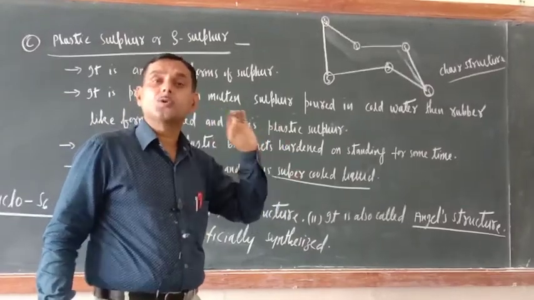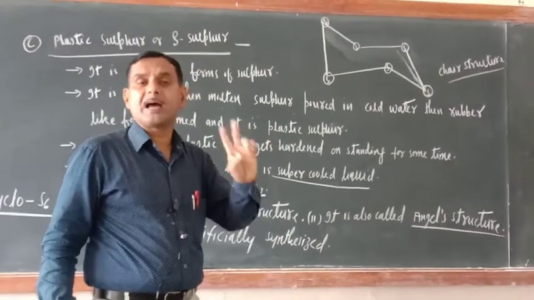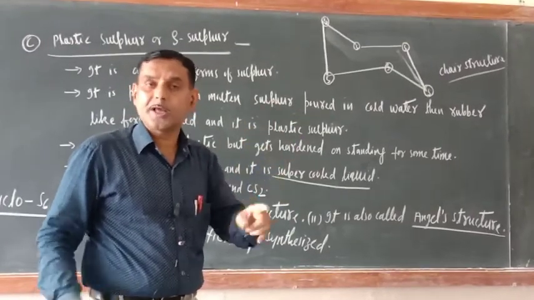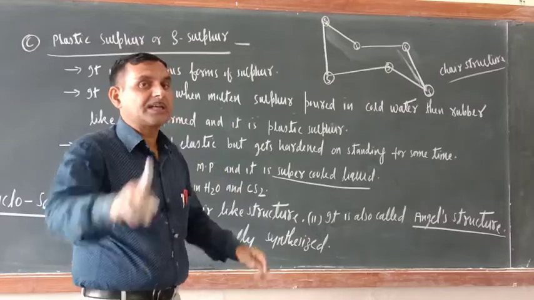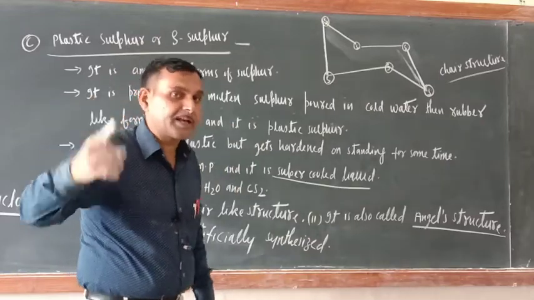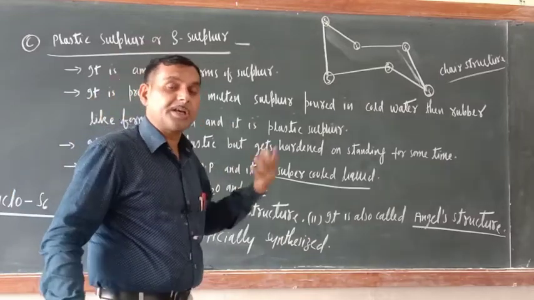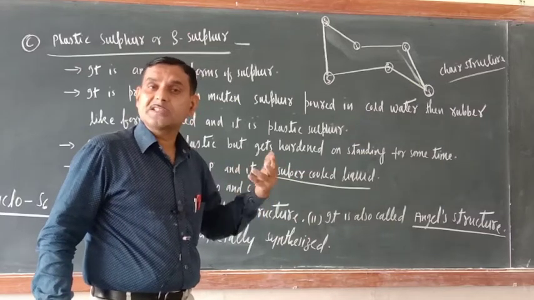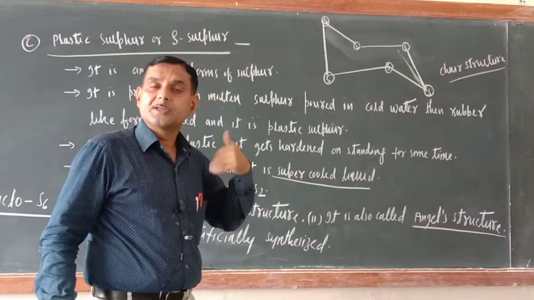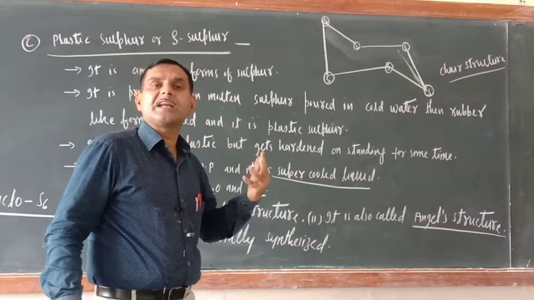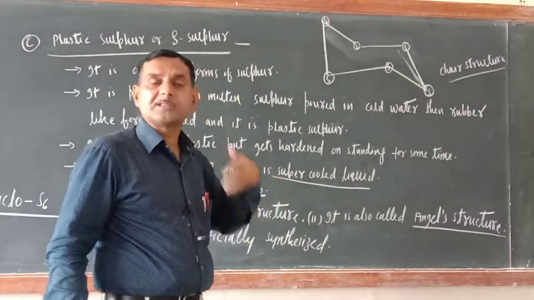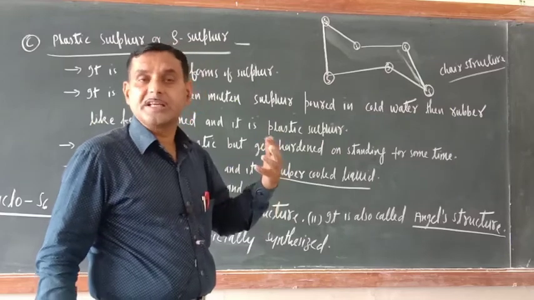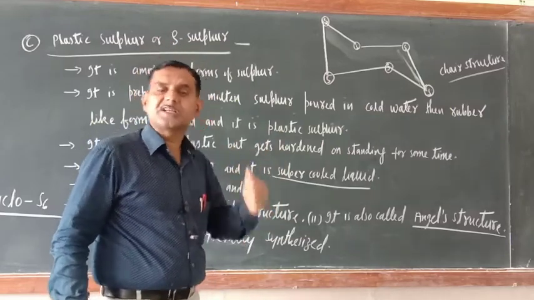Because of those pi 2px and pi 2py antibonding unpaired electrons, the oxygen molecule is paramagnetic. According to valence bond theory, the oxygen molecule is diamagnetic, but in real practice, it is paramagnetic. So to explain the paramagnetic character of the oxygen molecule, molecular orbital theory is taken into consideration.